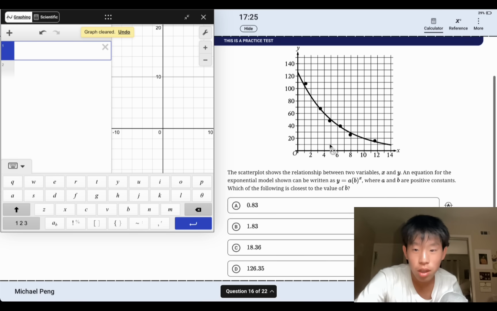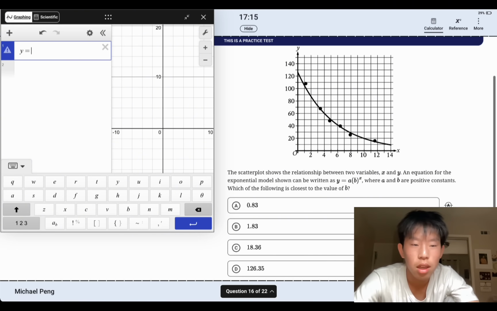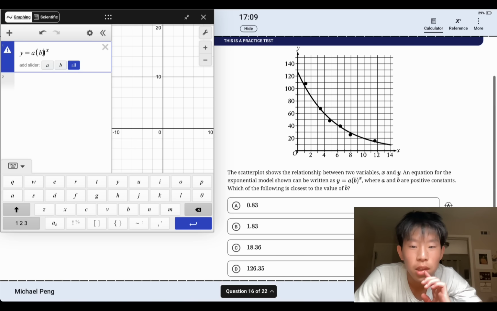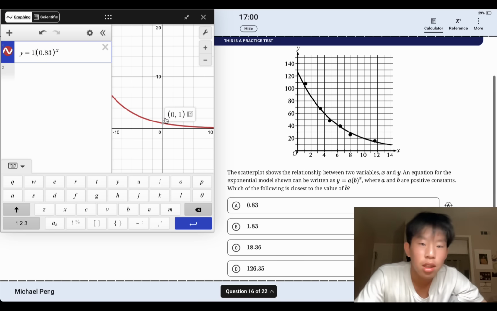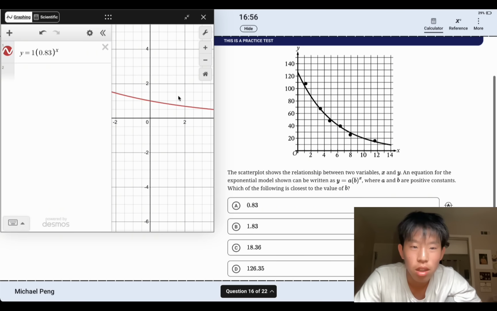Desmos is so useful. So now it's saying which one. Okay, wait, what is it even asking? Oh, it's asking what's the equation? Okay, so y equals a b to the x. It says b can be, let's just write 0.83, and it says a is a positive constant, so I can just make it 1. So does this look like that? Low key? No, it doesn't really look like that.